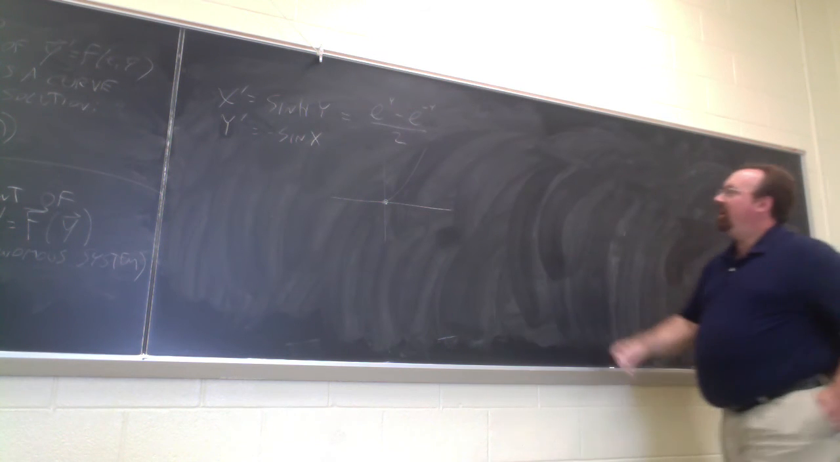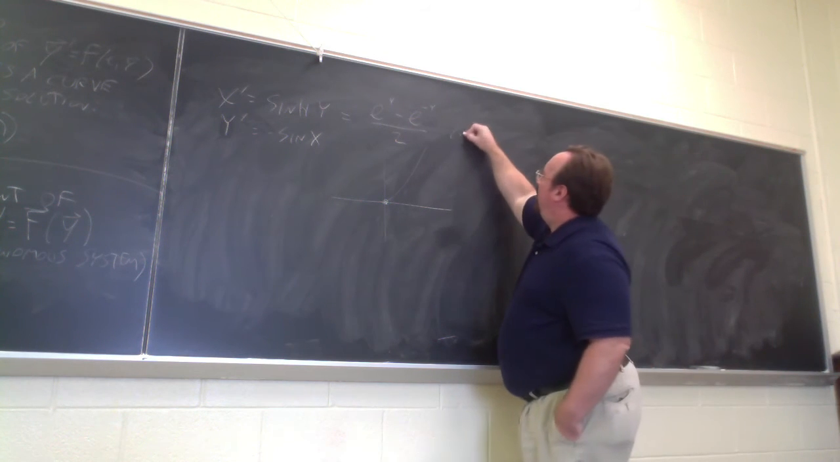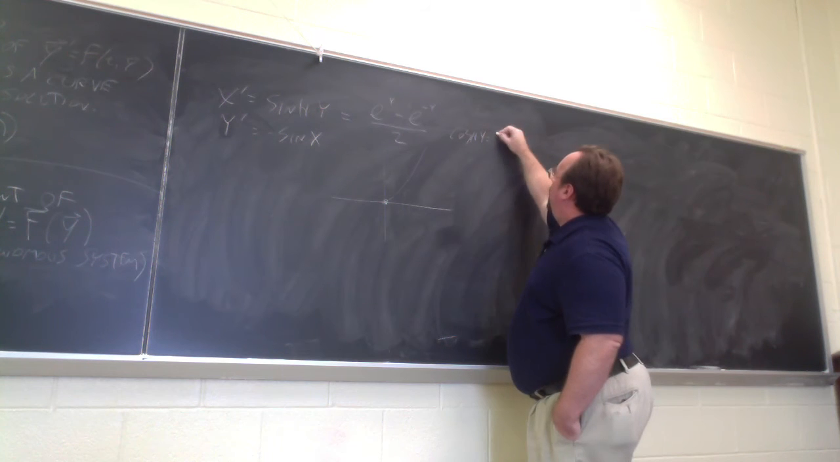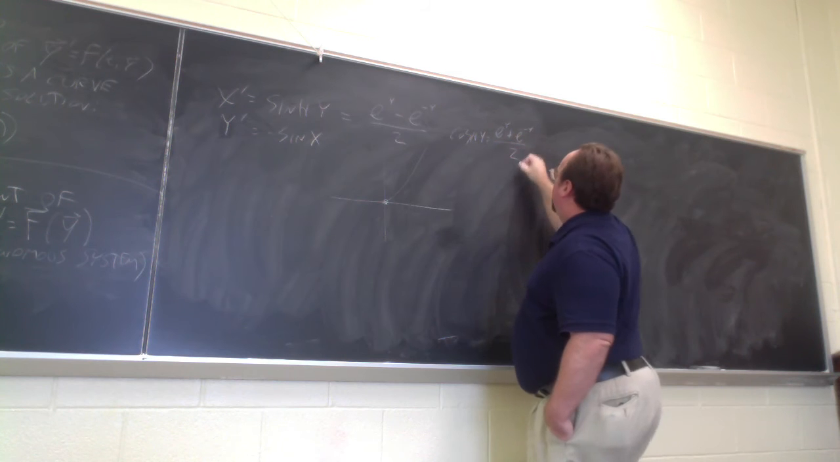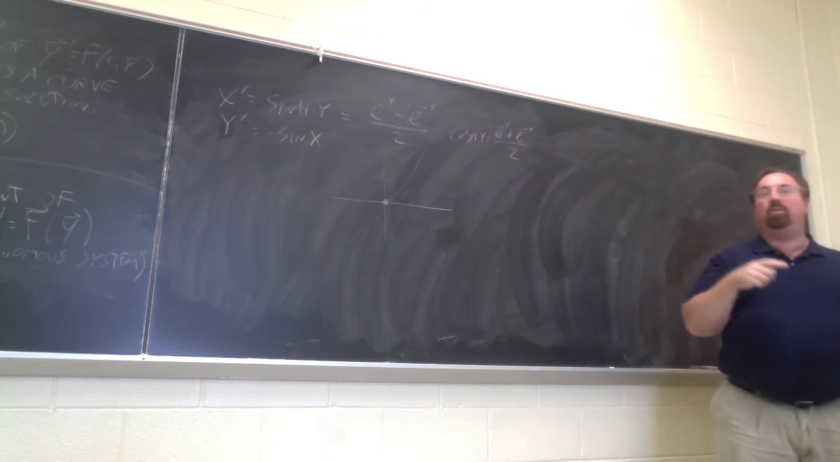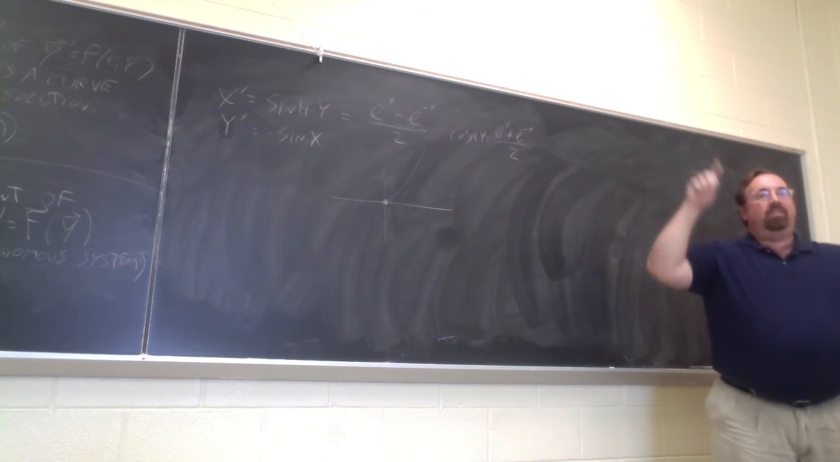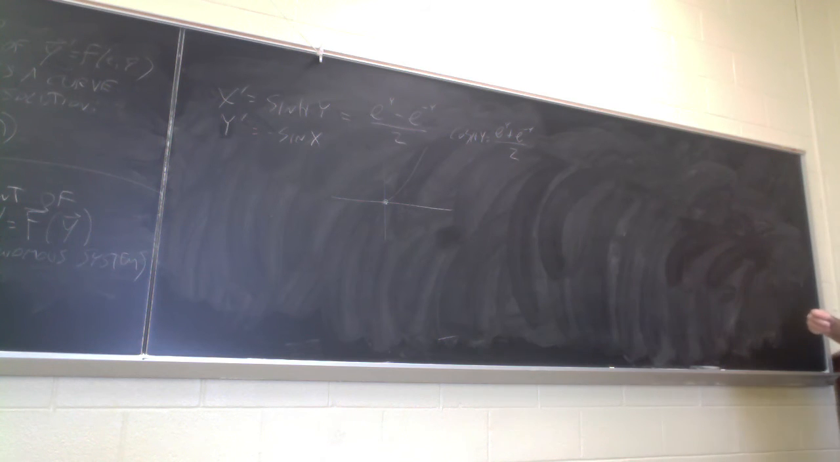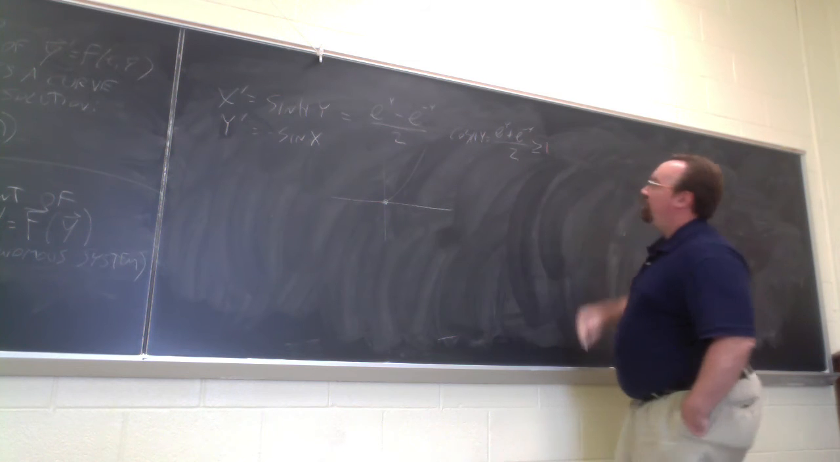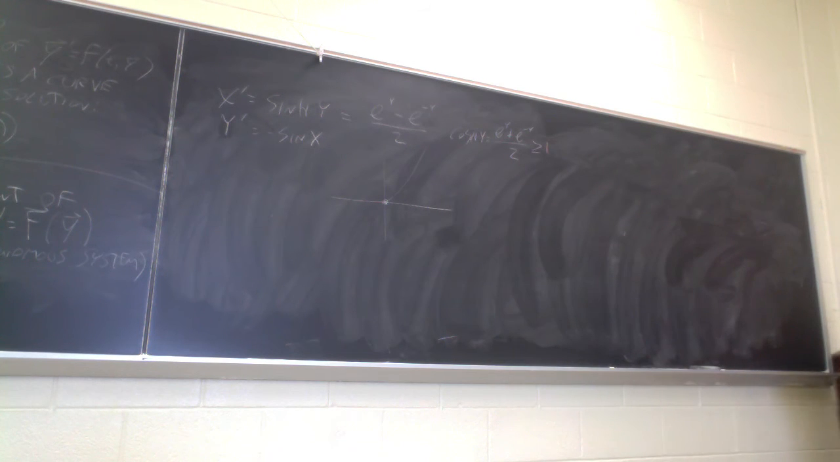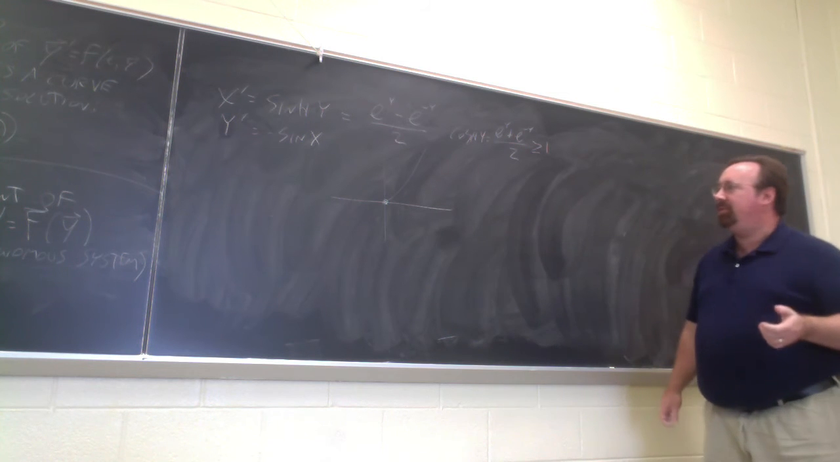Whereas hyperbolic cosine is e to the y plus e to the minus y over 2, so it's going to exponentially grow in both directions. So hyperbolic cosine is always greater than or equal to 1, whereas hyperbolic sine assumes all values.